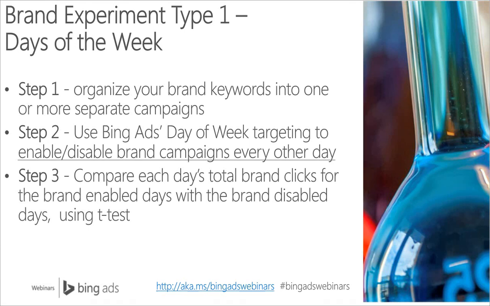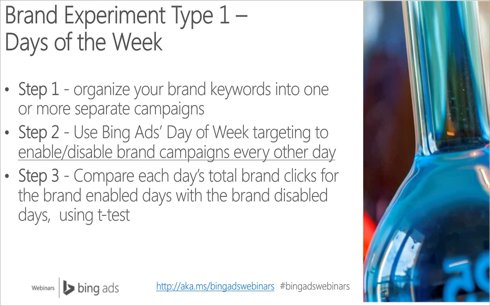The first thing that you need to do is to organize your brand keywords into one or more separate campaigns that only have brand keywords, and all brand keywords are contained in those campaigns. So you can apply targeting specifically to those brand campaigns. Once you have that organized, you should then go to Bing Ads day of week targeting to enable and disable brand campaigns every other day. That's a targeting setting that lets you target individual weekdays.